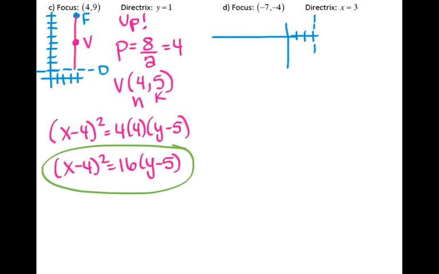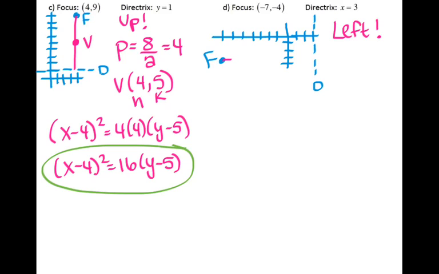So there's my directrix. My focus is -7, -4. 1, 2, 3, 4, 5, 6, 7. 1, 2, 3, 4. So there's my focus. So this one is opening to the left.